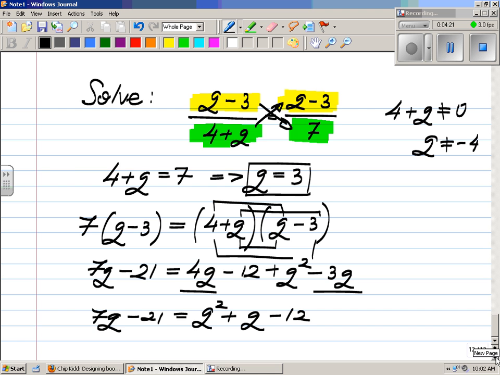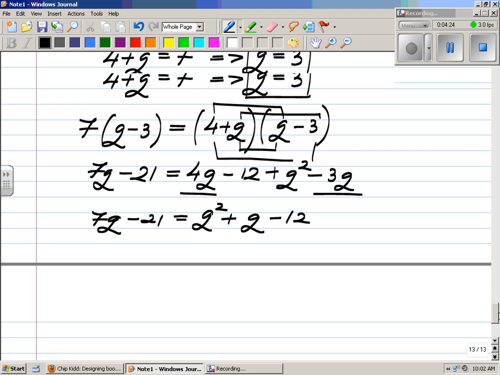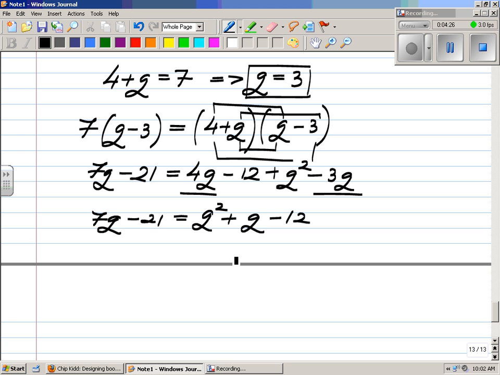And it seems to be a quadratic equation, right? Because of that, I will put everything on one side and leave 0 on the other side, so I will be able to solve it. And I can do that by subtracting 7q from both sides, and by adding 21 to both sides. 7q minus 7q is 0.